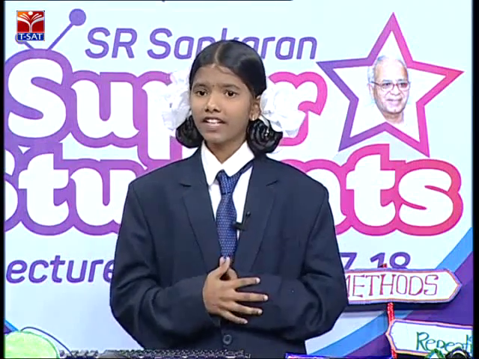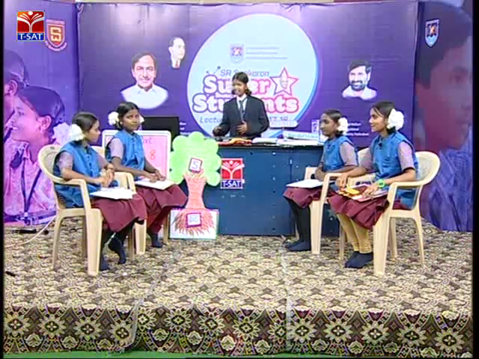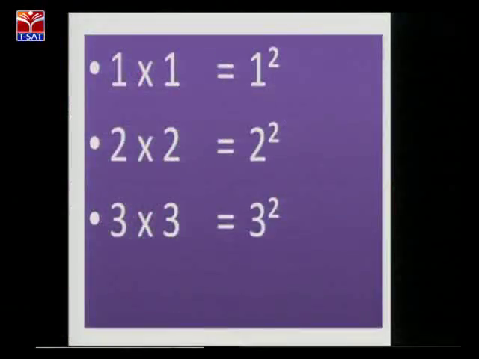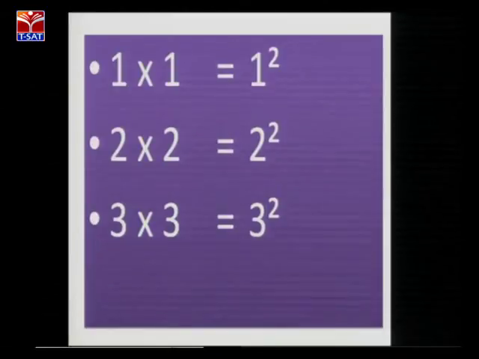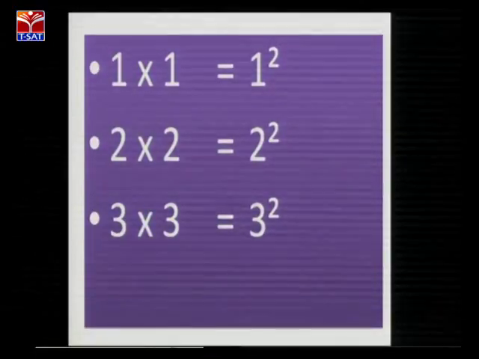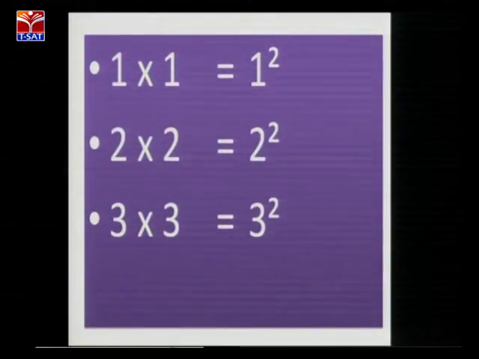Friends, did you see? There is a pattern. Friends, observe on the slide. The pattern is 1 into 1, 1 squared, 2 into 2, 2 squared, 3 into 3, 3 squared. Friends, what do you call 1 squared, 2 squared, 3 squared, those numbers? Maybe square numbers? Marvelous answer, friends. We call those square numbers.